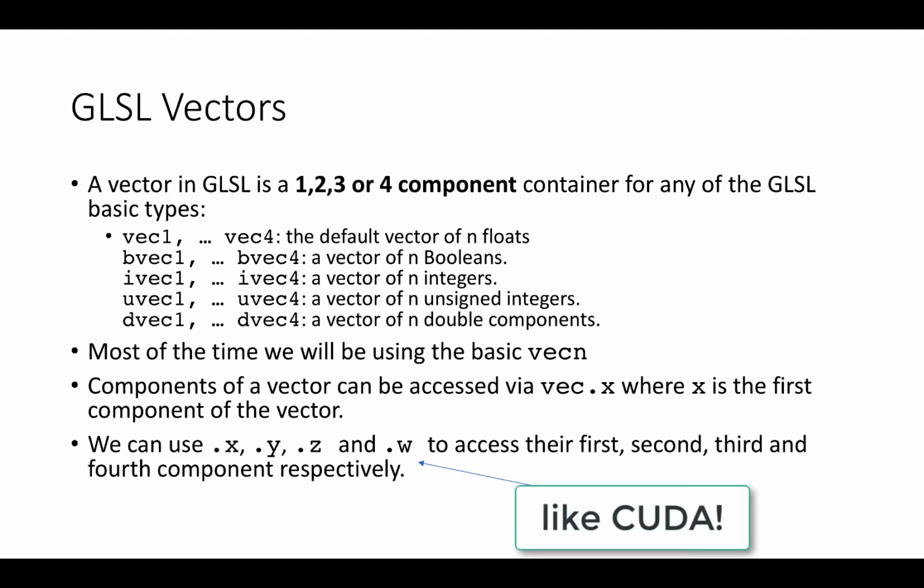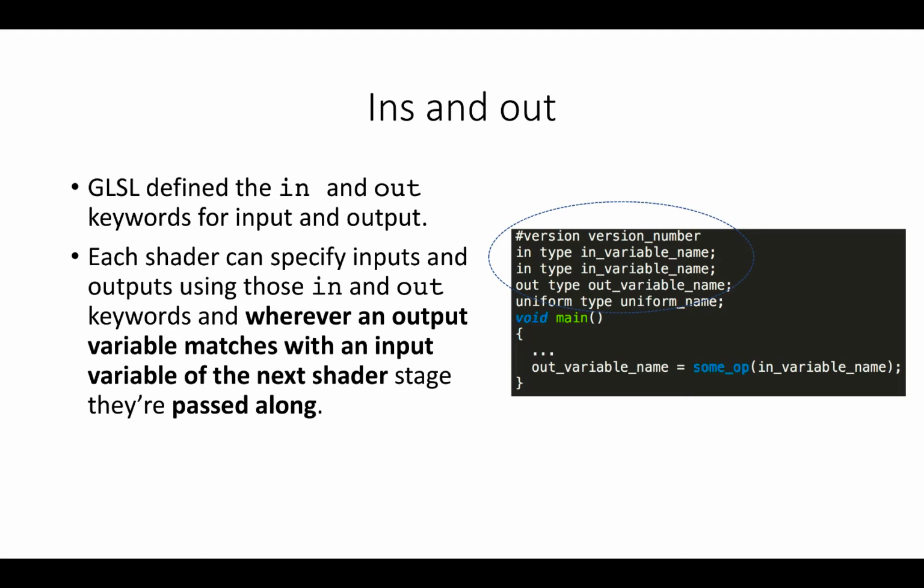like CUDA. Shaders are little programs of their own, but they are part of a whole, and for that reason we want to have inputs and outputs on the individual shader, so that we can move stuff around. GLSL defines the in and out keywords specifically for that purpose. Each shader can specify inputs and outputs using the in and out keywords, and wherever an output variable matches an input variable of the next shader stage, they are passed along.